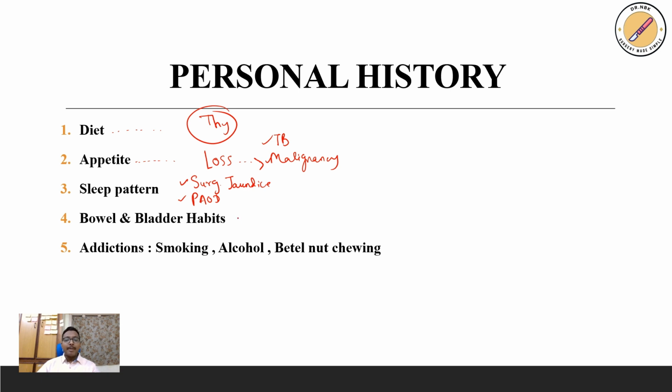Then bowel and bladder habits. We need to ask whether the patient is having any problems related to constipation or any micturition problems, etc. Again, it is more of an individual case based thing. Right. Next, addictions. So we need to ask about smoking, alcohol, and betel nut chewing. In a few important cases, it is very important. One is obviously thyroid, another one is oral cavity lesion or oral cavity ulcerative lesion.